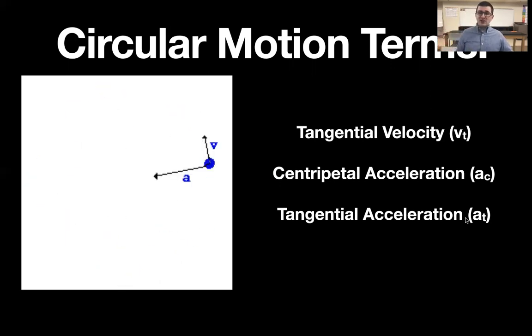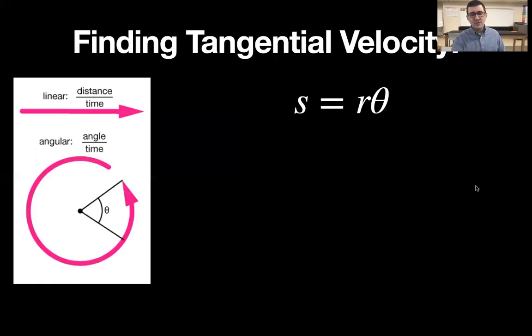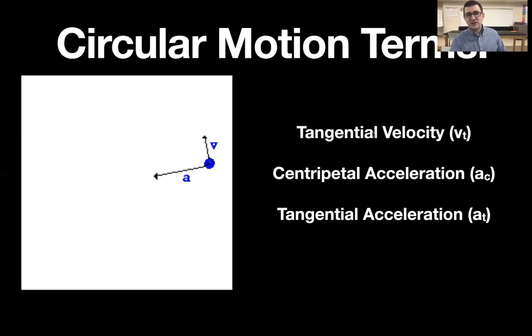So if the angular acceleration is 0, then the tangential acceleration is also going to be 0. But the centripetal acceleration will still need to be there, because if the centripetal acceleration is 0, then the object is not moving in a circle. It's going to move in a straight line. So it's going to be important for us to be able to know how to calculate these 1, 2, 3 quantities as well.